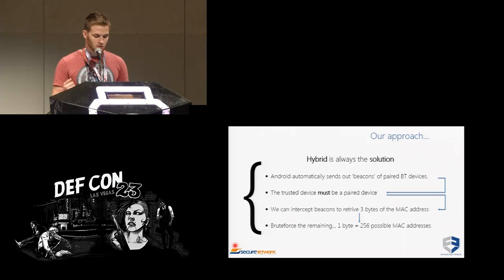Since the trusted device must already have been paired with the Android device, the beacons also contain part of the MAC address of the target device. So we can intercept those beacons, which are in clear text, retrieve 3 bytes of the MAC address, and brute force the remaining byte, which means 256 possible MAC addresses, which is way less than 32 bits of entropy. Moreover, the last byte we need is also part of the manufacturer part of the MAC address, so the real possibilities are much fewer.